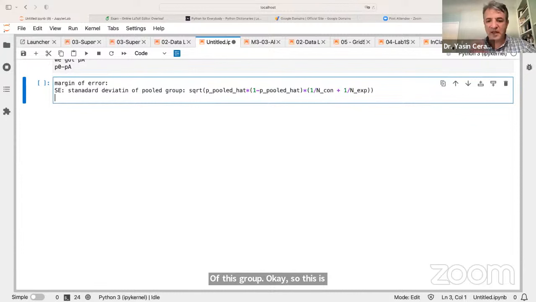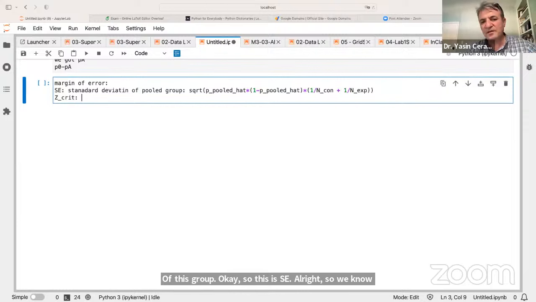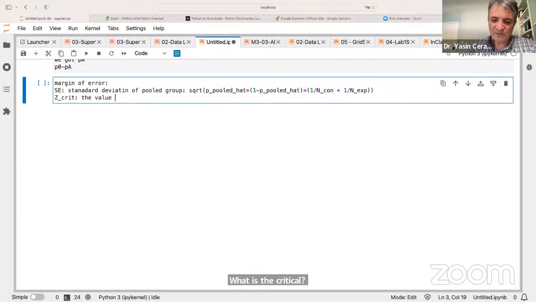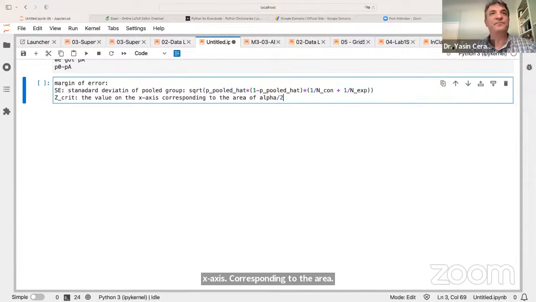So we know SE, and we know what Z critical is. Z critical is the value on the x-axis corresponding to the area of alpha divided by 2. This is the Z critical value. So I'm going to multiply SE by Z critical, and I'm going to call this my margin of error.